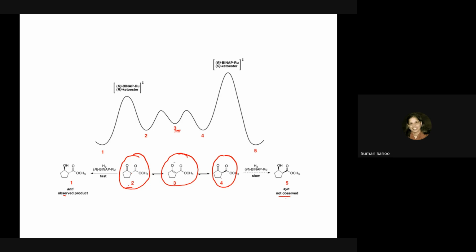Among these, you can see this one has lower activation energy and this one has higher activation energy. So whatever 4 is there will again interconvert through this transition state to 2, and that will undergo the hydrogenation faster because of the lower activation energy. So you would get your anti product, you would never get your syn product.